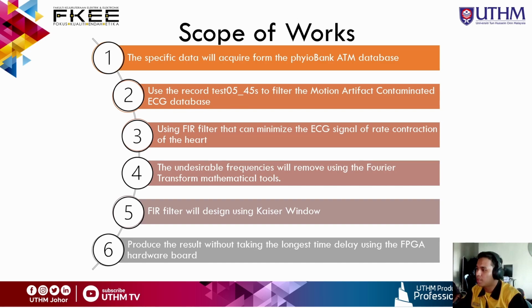For the third one, using the FIR filter can minimize the ECG signal of the rate contraction of the heart. For the fourth one, the undesirable frequencies will be removed using the Fourier transform mathematical tool. Here the Fourier transform will show how we can identify the noise with regard to the frequency domain. For the fifth, the FIR filter is designed using the Kaiser window, and last but not least, to produce the result without a long time delay using the FPGA hardware board.